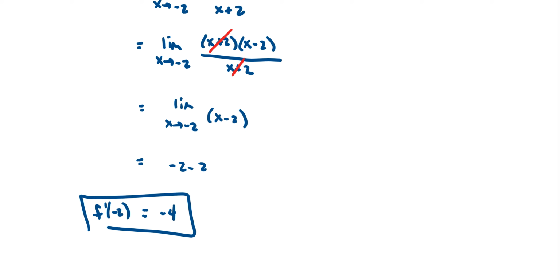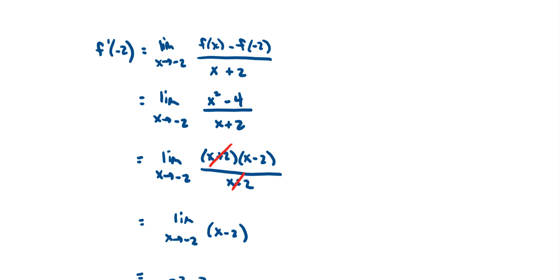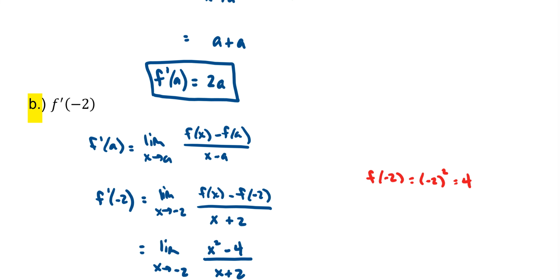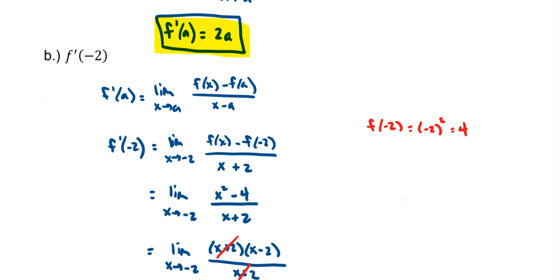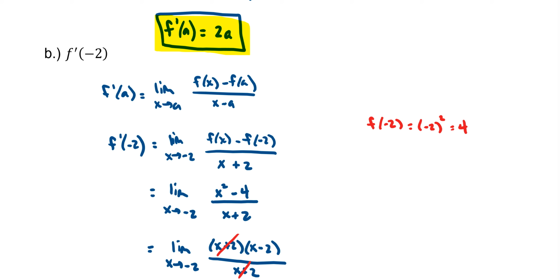So like I said at the beginning of this question, and you might have realized, we actually could have done this another way. We already had this generalized statement for the derivative, f prime of a equals 2 times a. So we really could have just used that and said f prime of negative 2 equals 2 times negative 2, which is negative 4, and then we would be done.